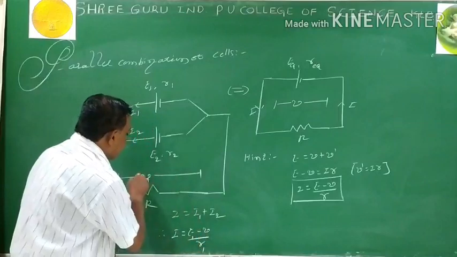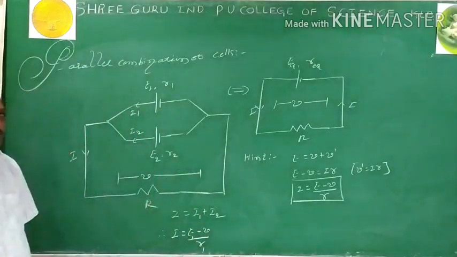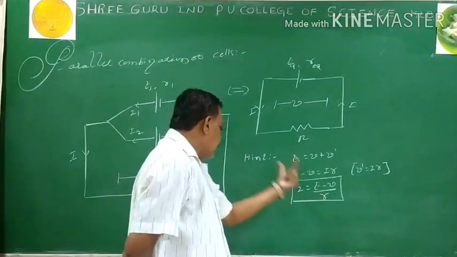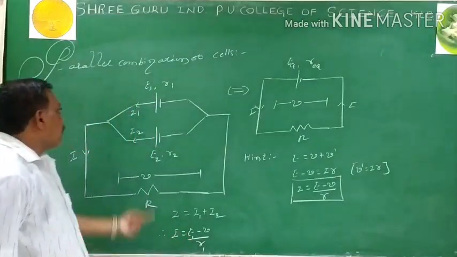The potential difference remains same. This is our beauty of the equation. I equals E1 minus V divided by R1. Just write the hint as it is. Then you analyze the equation from the figure.